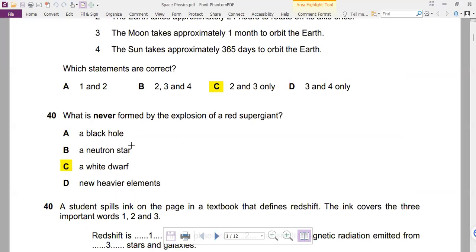So you read through the star formation and you will know that a white dwarf is not something that comes after the explosion of a red supergiant. Everything else is a possibility.